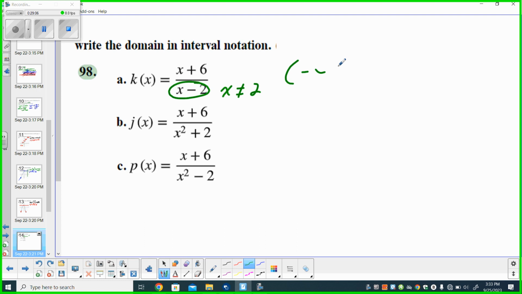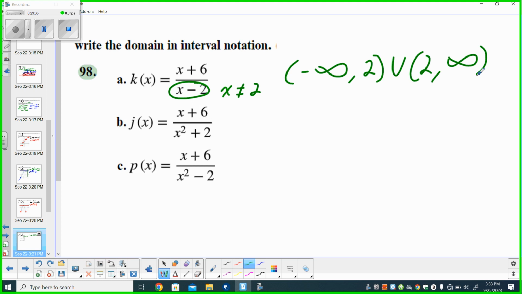I'll start off with negative infinity every single time, all the way up to that value that x cannot be, parentheses, because I can't include it, union, go back to that number again, not including it, so it's a parentheses, all the way to infinity. You're basically just illustrating that it's every single number except the value of 2.